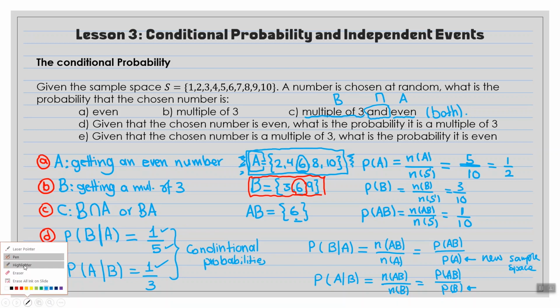So actually, you can say the following. You can say that the second letter becomes your new sample space. So it becomes the denominator. In the numerator, you put the intersection. In the denominator, you put the second number. And this is how you calculate the conditional probability of any two events.